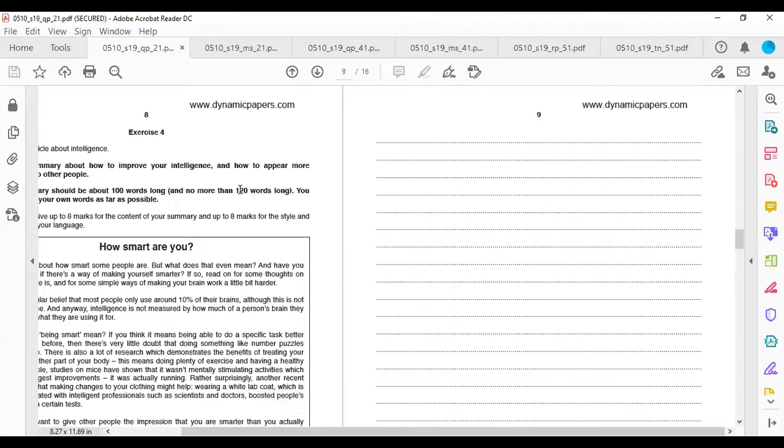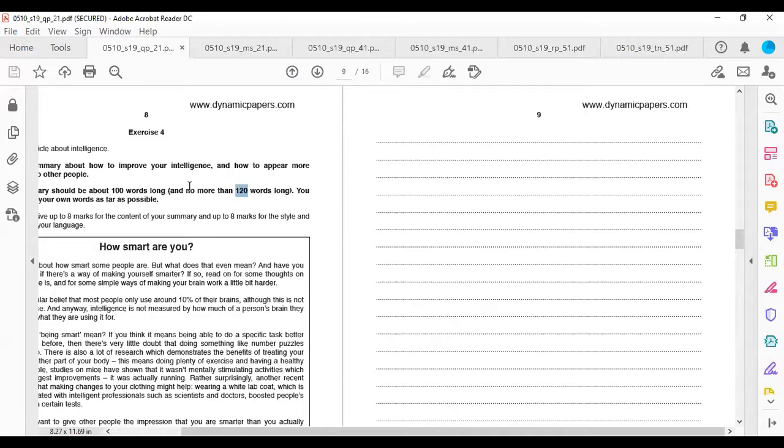105, 110, 115, max 120. And I would advise you not to target 120, because if you target 120, you will go over. But target 100, so 105, 110, 115 would be quite good. Okay.